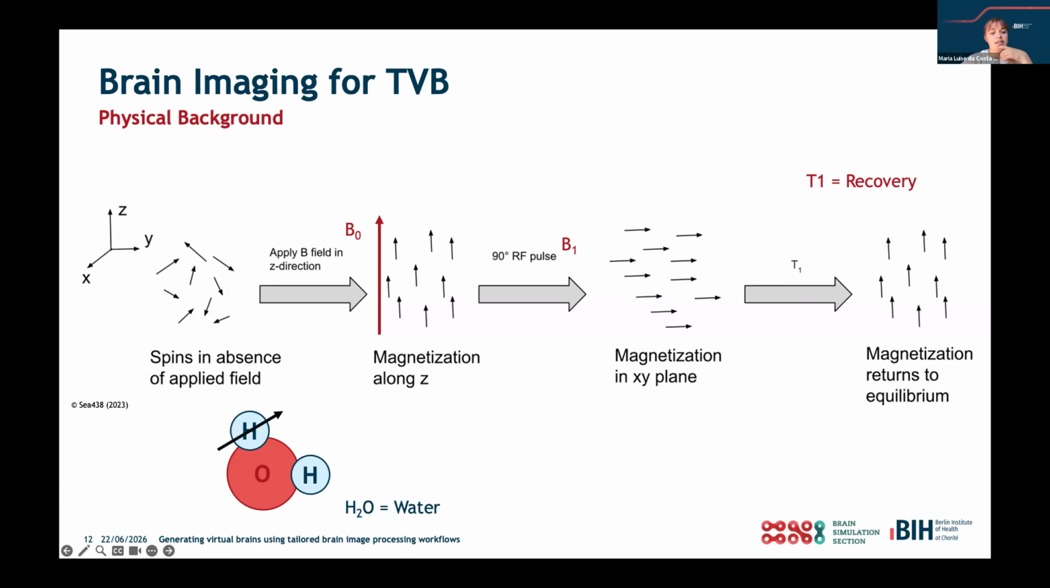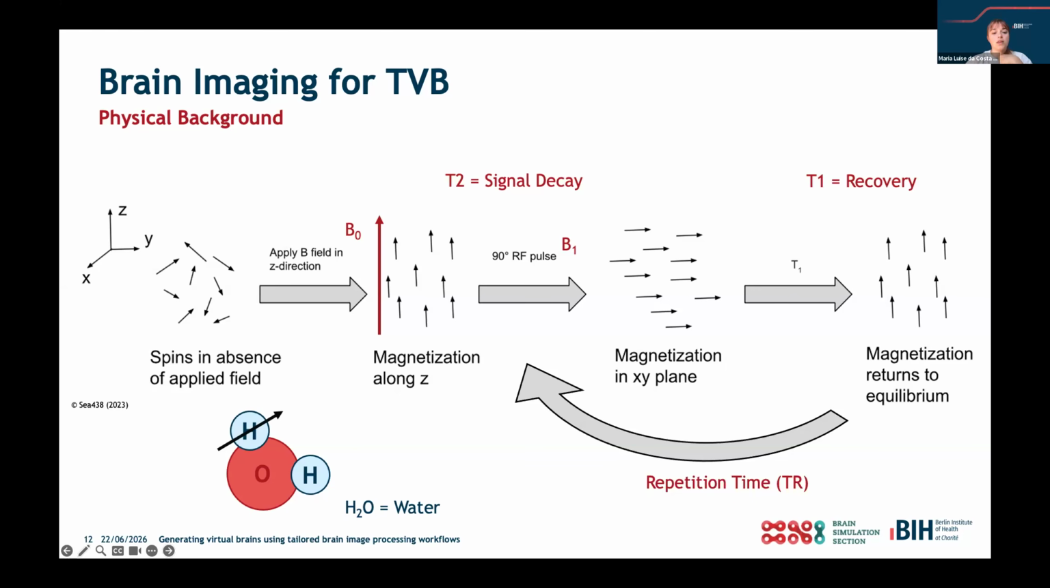We can also measure a second time, which is called T2. This signal we measure shows how long the spins take to react to the radio frequency pulse. And this we can model, or we can control, by changing the repetition time. This is the time or the frequency of the B1 pulses.